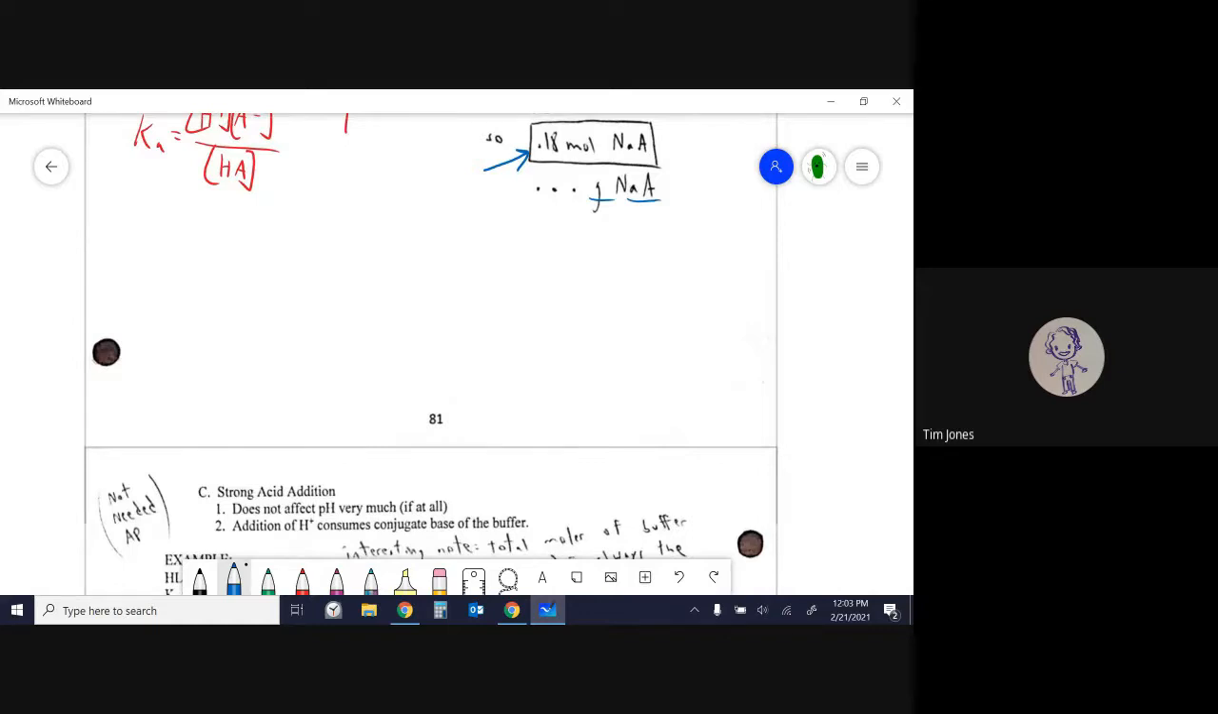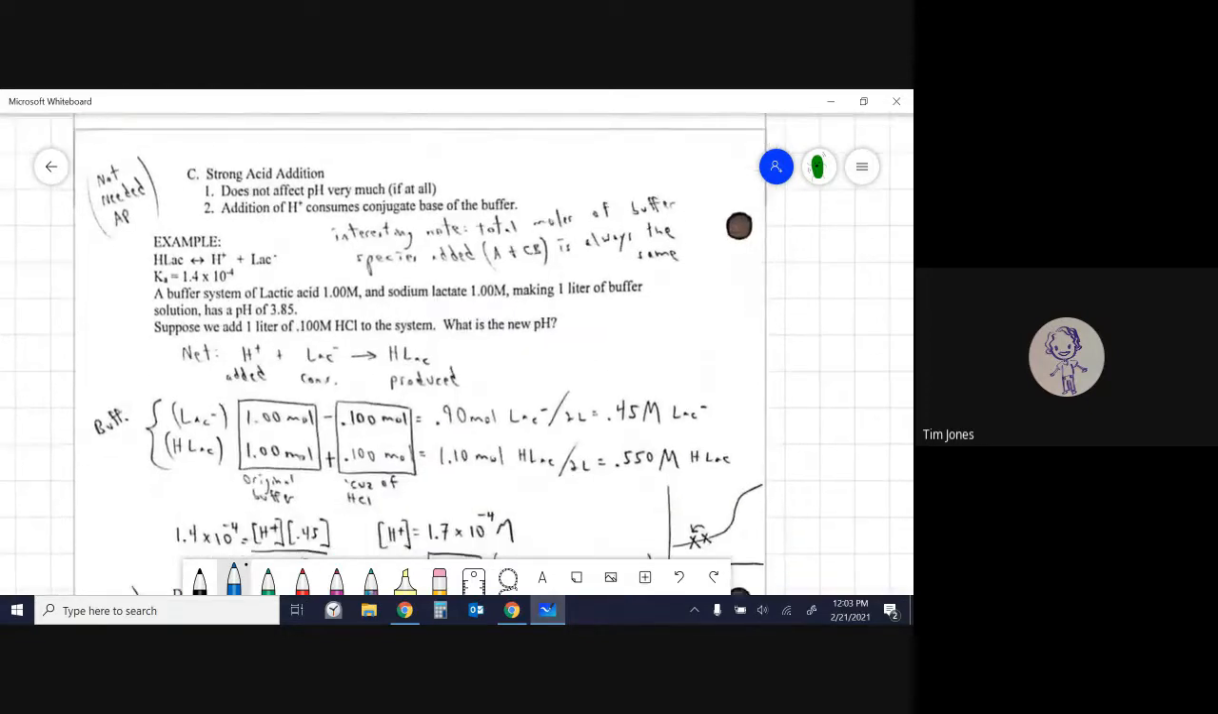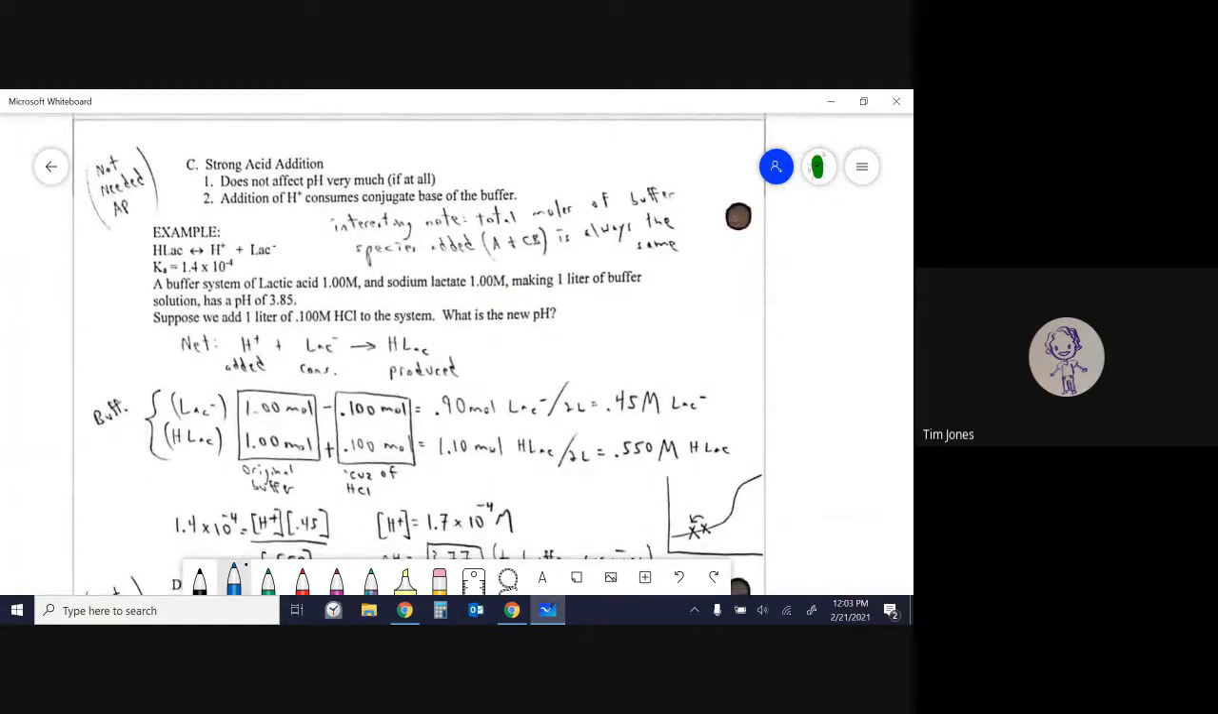All right, now let's take a look at how the buffer operates. In other words, let's take a buffer that exists and put stuff in it and see, does it indeed keep the pH relatively constant? You'll see my note here. We don't really have to get too detailed in here for the AP exam, but we'll cover the basics.